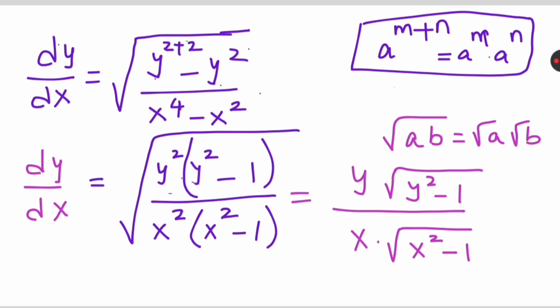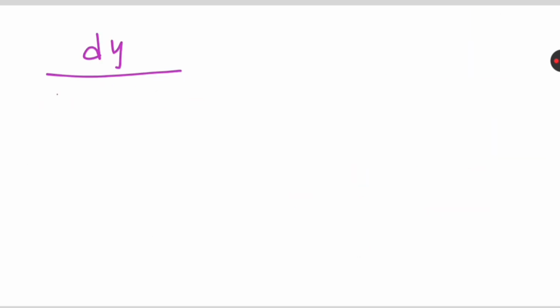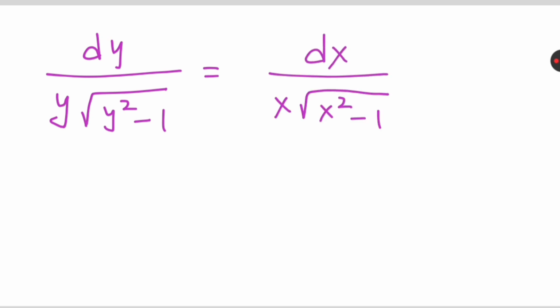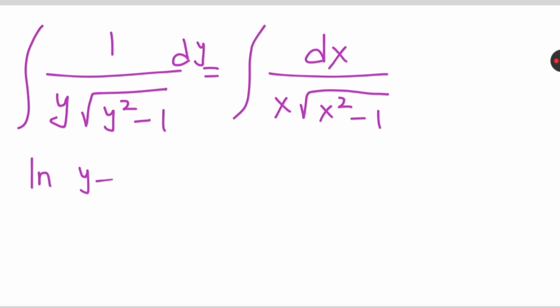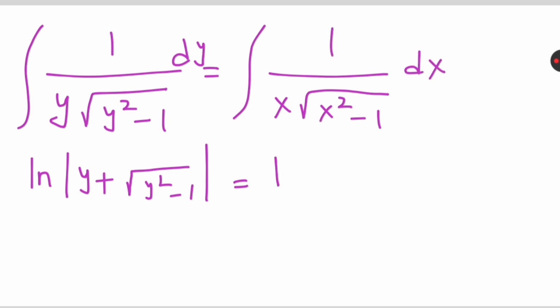Now what do we do? Separate the individual terms. Y variables are on one side and x variables are on another side. Now let's integrate both of the expressions. Integral 1 over y times square root of y square minus 1 dy. The formula is ln of y plus square root of y square minus 1, isn't it? So that is equal to integral 1 over x square root of x square minus 1 dx. The formula is ln of x plus square root of x square minus 1 plus some constant c.